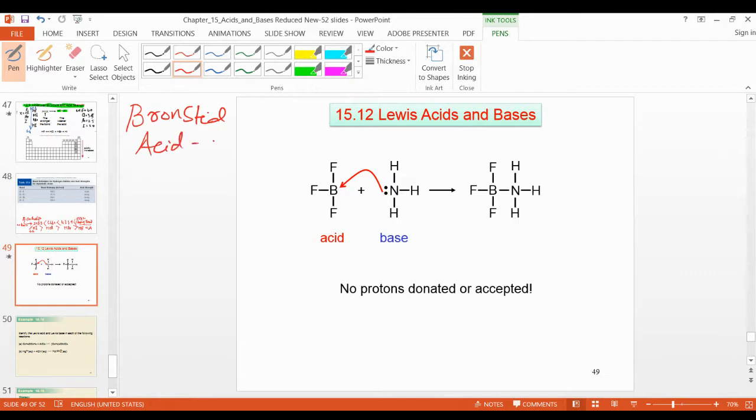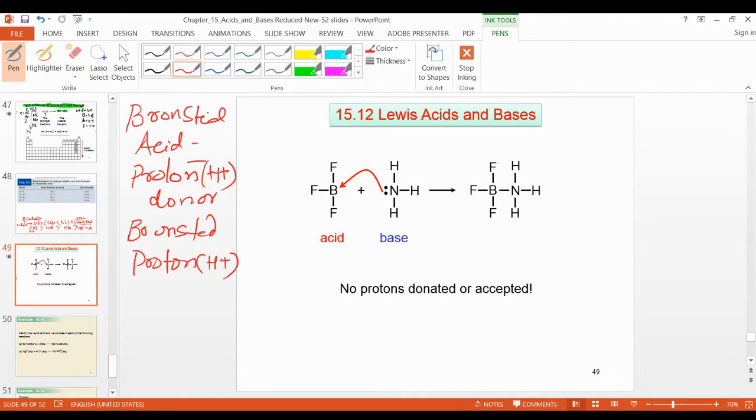Bronsted acid is what? Proton donor. And Bronsted base, proton means H plus. H plus or H3O plus, both are the same, both are proton, right? Hydronium ion. Proton donor and proton acceptor, right? This is the Bronsted.